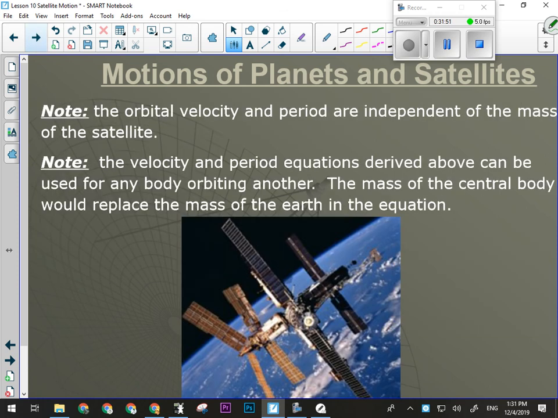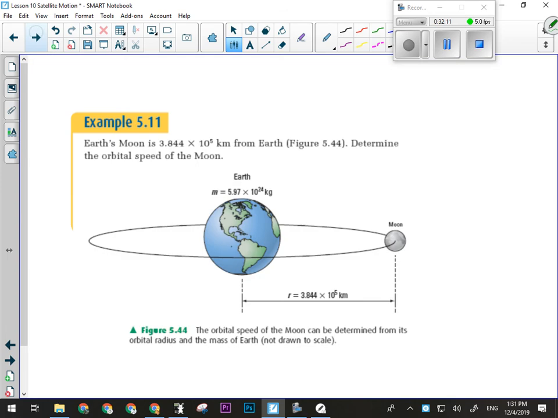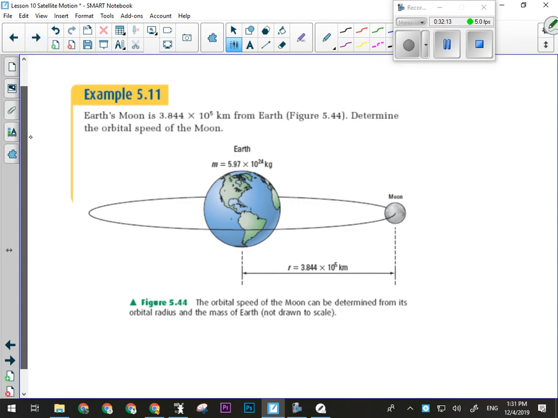Now, things to remember here. Orbital velocity and orbital period are independent of the mass of the satellite. We already looked at how the mass of the satellite cancels whenever we do any calculating, because all things fall at the same rate if they're the same distance from the Earth. So, we'll go over a couple of examples here.